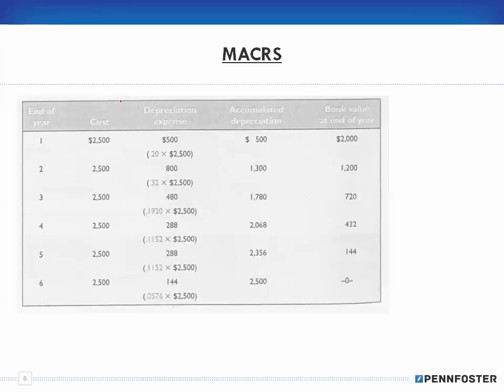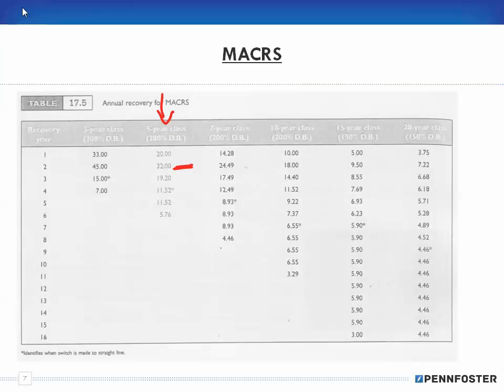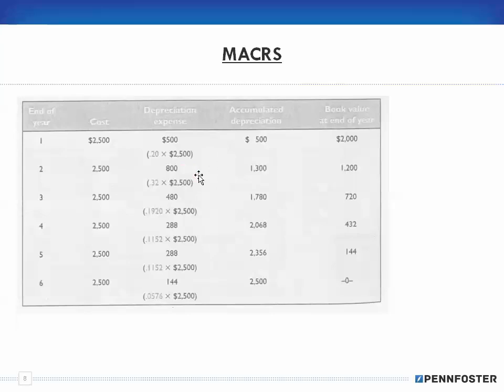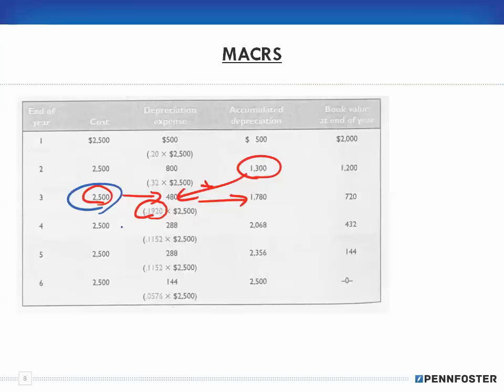For year 3, when we go back up to the chart, we see that it is 19.20. So year 3, we take the $2,500 times the 19.2%, and we get 480. 1,300 plus 480 is 1,780. 2,500 less 1,780 gives me a new book value of 720.